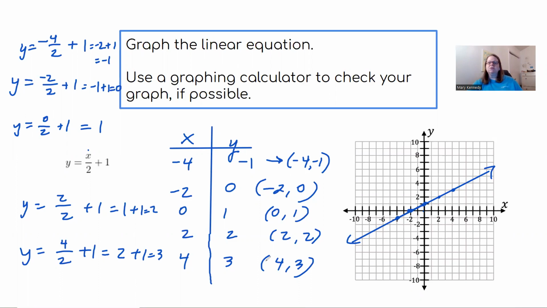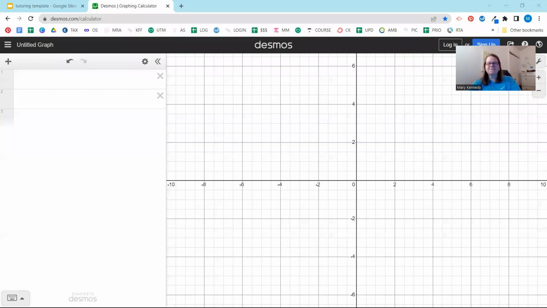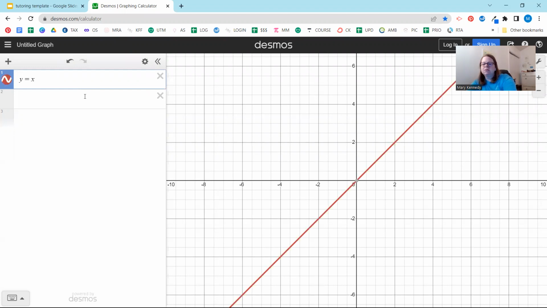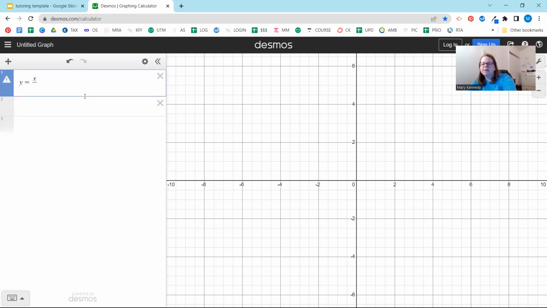All right, so let's do that. I like to use Desmos. It's a nice little graphing calculator. Y equals x over, you just type the slash button, 2, and then use your little arrow to scroll over, plus 1.